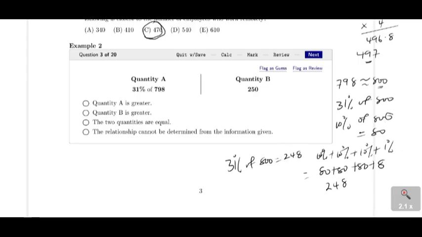Now look at something. The actual value is 798, but we rounded it to the nearest 100, which gave us 800. And you can see that 800 is bigger than 798. So that tells us that 31% of 798 will be smaller than 248. And quantity B is 250. So since 31% of 798 will be less than 248, it tells us that quantity B is greater. So we go with this option. So this is how we use estimation and approximation to do some of these problems on the GRE Quant reasoning problems.